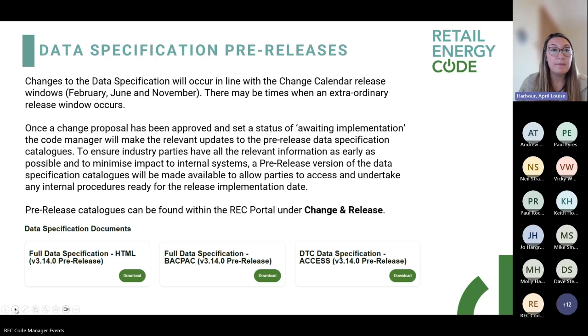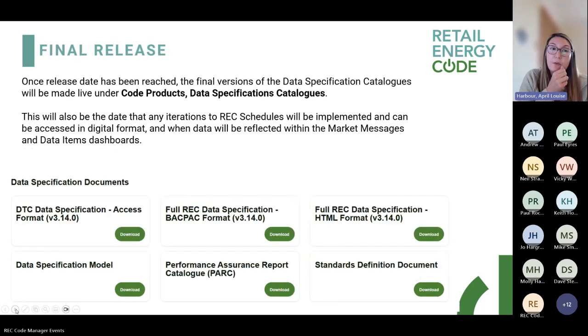And if we can just go to the next one, please. So once we've reached the implementation date of the release window, a final new iterated version of the data specification catalogues will be released. That will be found under the code products in the data specification catalogues page. Likewise, the market messages and data items dashboard pages will also be updated, and so will any digital REC schedules or documents that are implemented as part of that change release window.